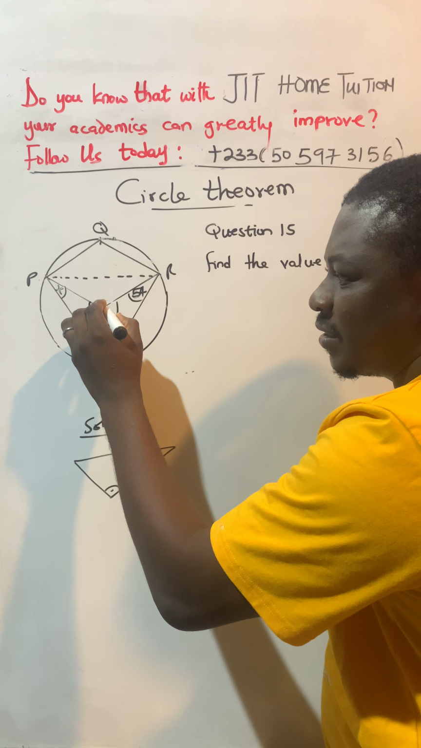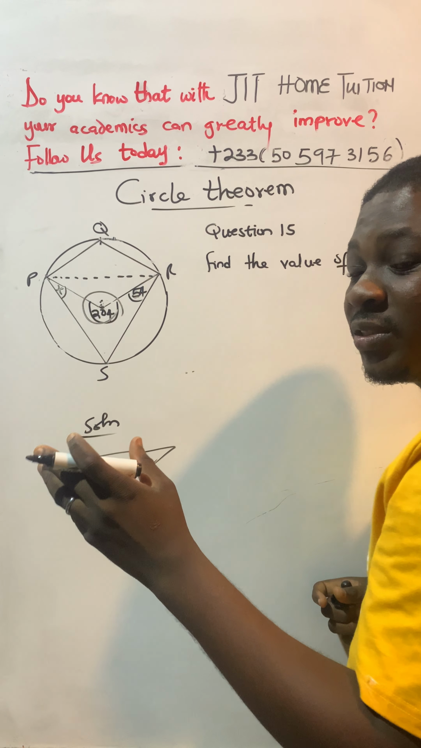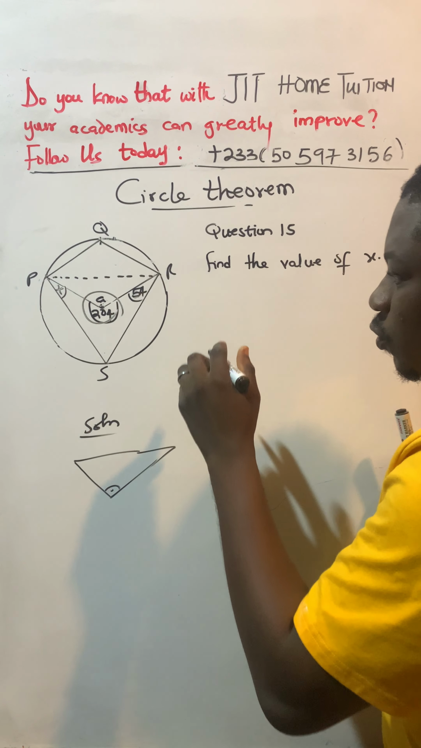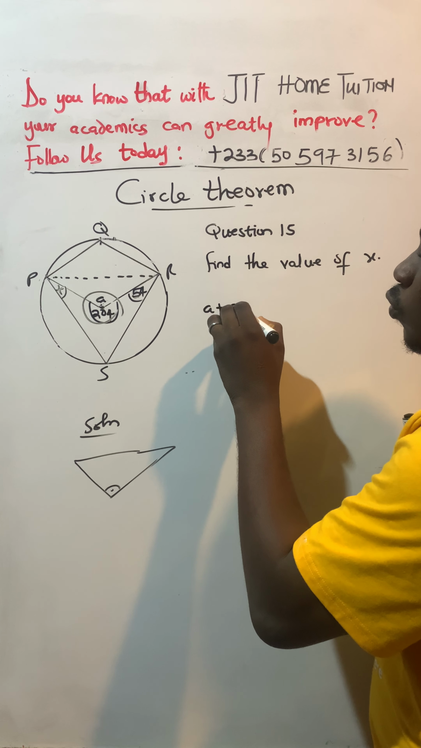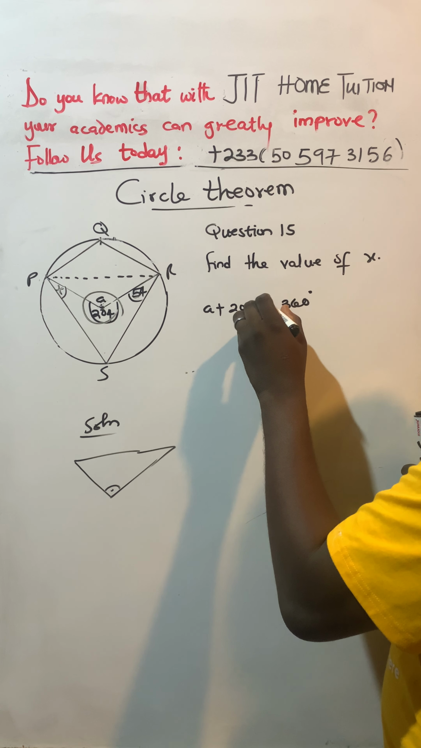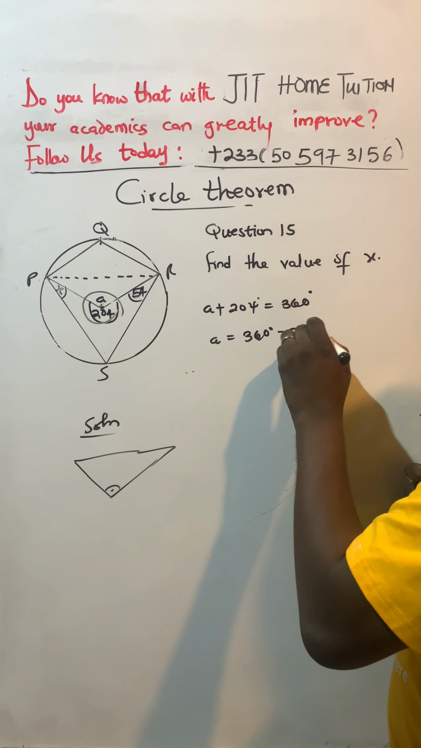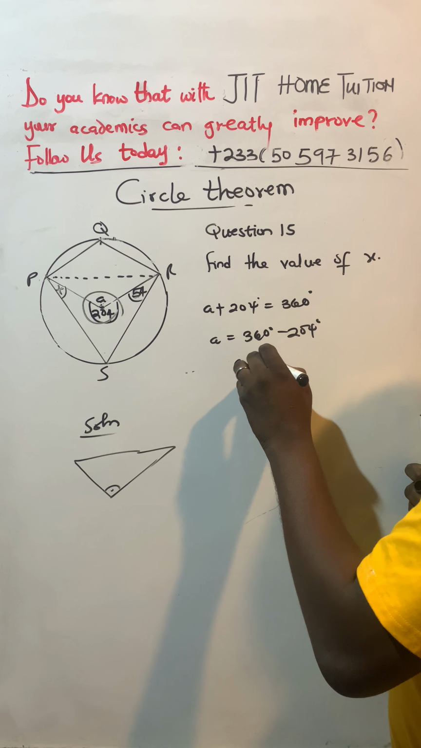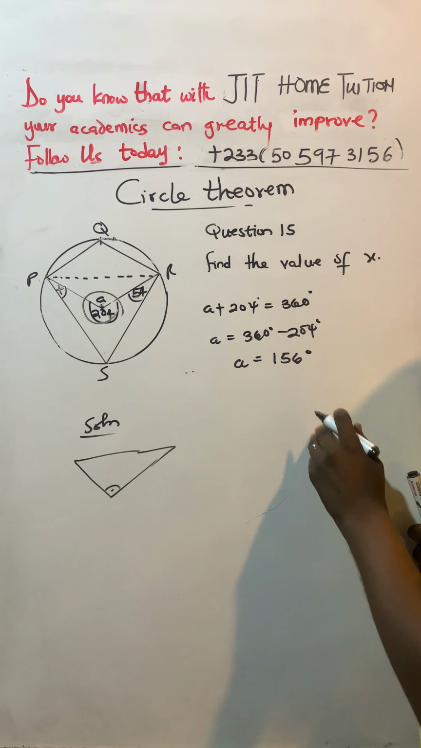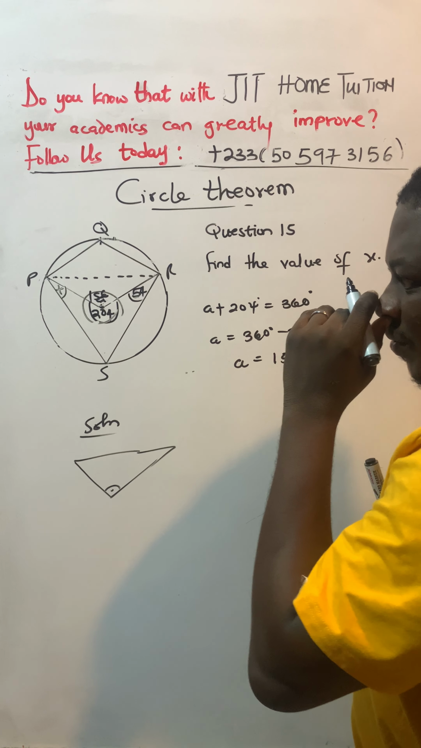You see that this is the center, however it is also a point, and angle around a point is equal to 360. So let's say that you can represent this side by A. So you have A plus 204 equal to 360 degrees. All right, don't forget the degree. So you have A equal to 360 degrees minus 204. A will be equal to, when you deduct, 156 degrees. Now that means that this side is 156.